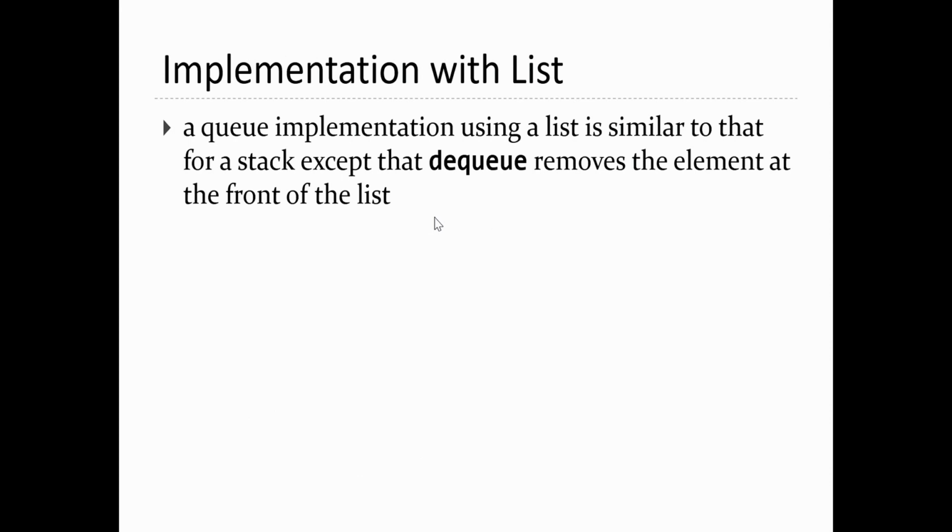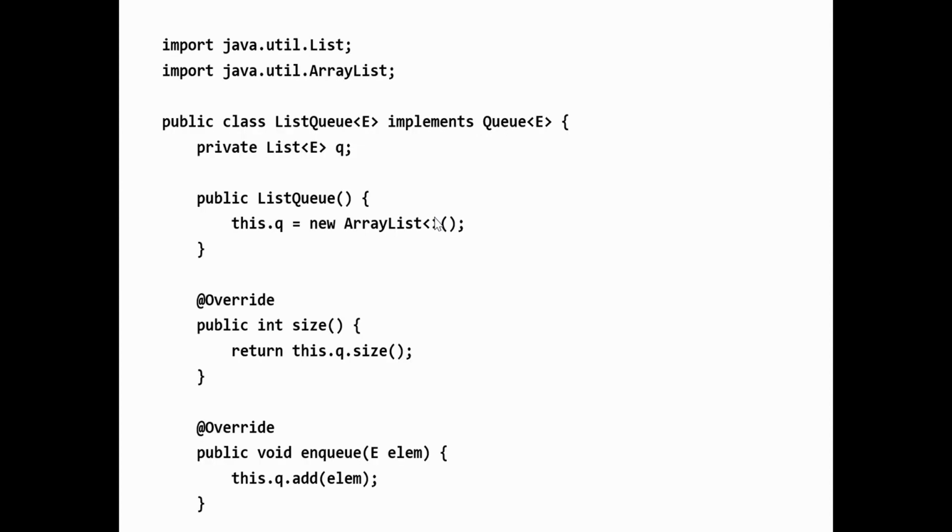All right, so if you go back and look at the picture of a queue, and you implement a queue using a list, when you enqueue, we just add to the end of the list. That's exactly the same as with the stack. Now, when you dequeue, though, you remove the front element of the list. So it's dead easy to implement. Fits on almost one slide.